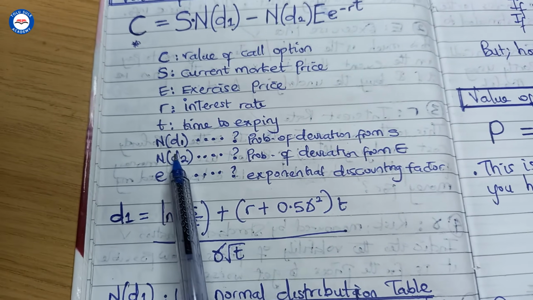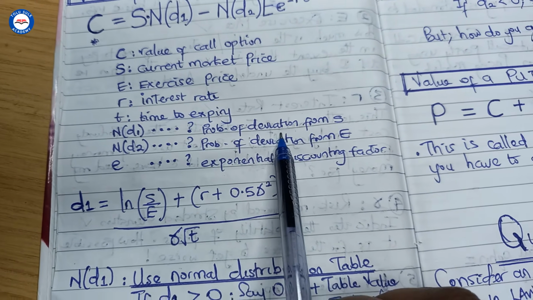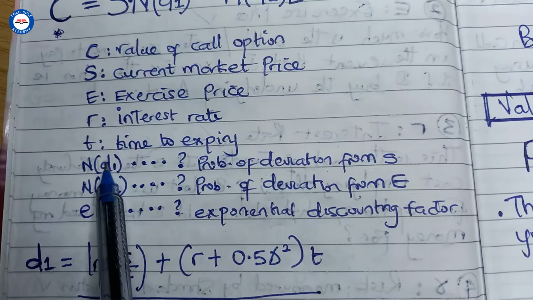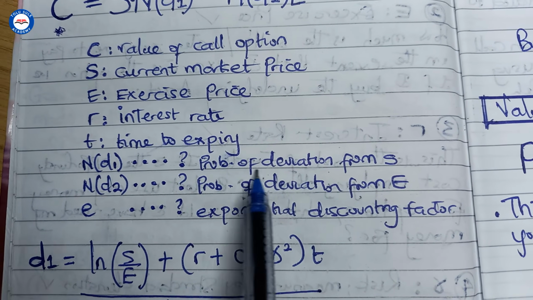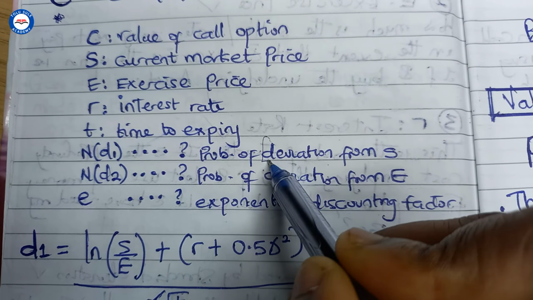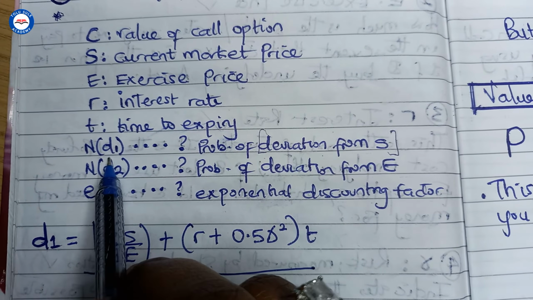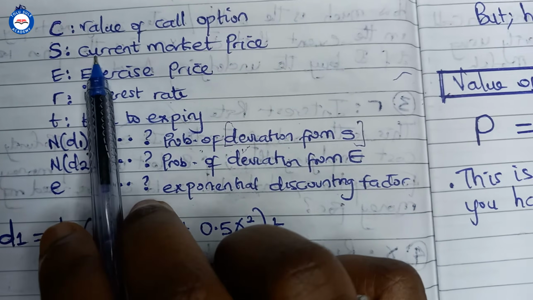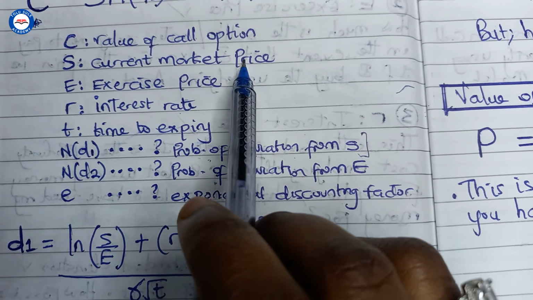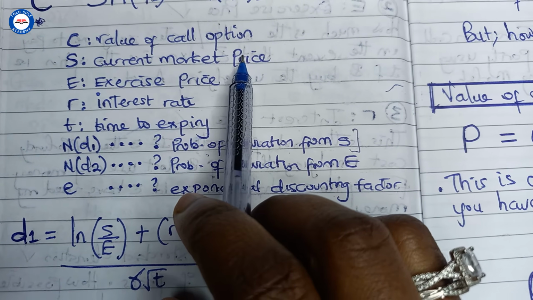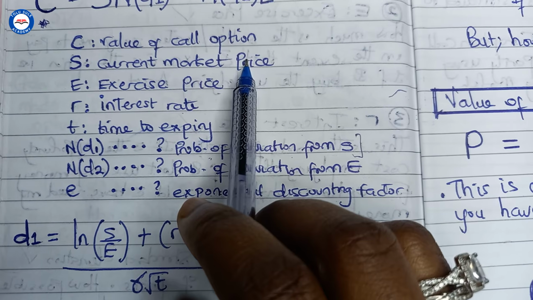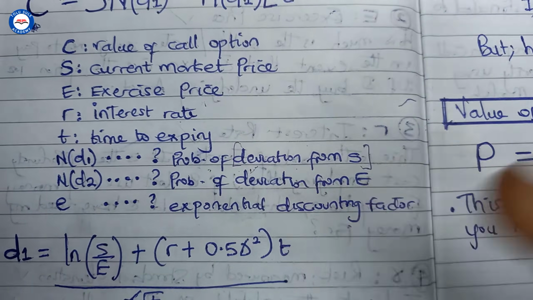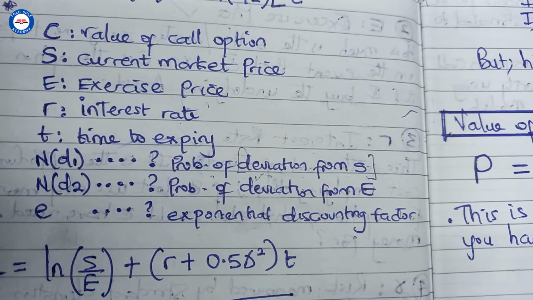ND1. This is the probability of deviation from S. Let me explain. D1 is on its own. D1 is the deviation from S. ND1 is now the probability that it will deviate. What is S? S is the current market price. Let's say this calculator is currently sold in the market at 1,500. So that's the current price. Exercise price, 2,000. We agreed that in the future, I'll sell it to you at 2,000. That is, you will buy at 2,000.